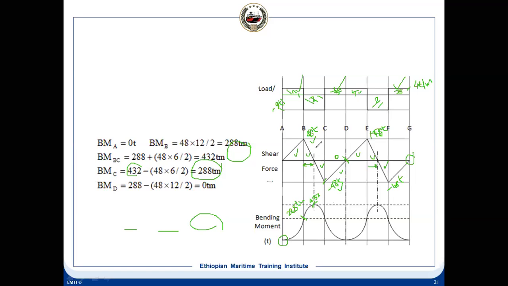So this one, let us take B dash. So this is B dash. Understood? So this will be the maximum value here, because these two will be added. After that it will be deducted. It will keep on reducing. After that, this will be deducted by this. These two areas are the same, so you will get the same value here. So this will also be 288 ton meter.